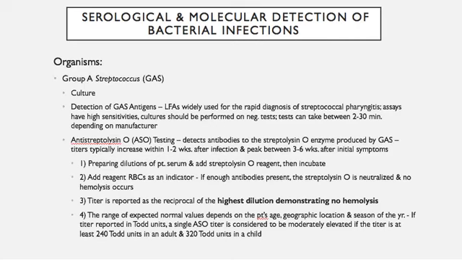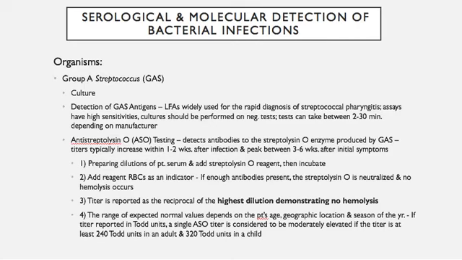So what we do is prepare dilutions of patient serum, add streptolysin O reagent, then we incubate, and add reagent red cells as an indicator. So if enough antibodies are present, then the streptolysin O is neutralized and no hemolysis occurs. The titer is reported as the reciprocal of the highest dilution demonstrating no hemolysis. The range of expected normal values depends on the patient's age, their geographic location, and season of the year. The titer is reported in Todd units.